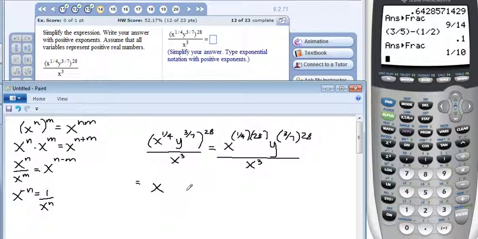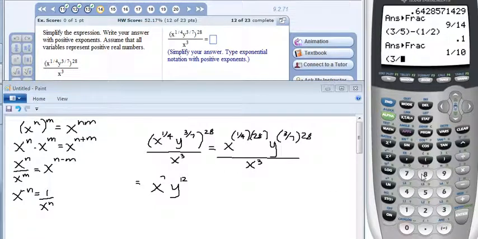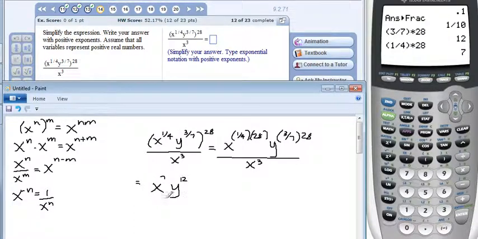Well, 1/4 of 28 is 7, and 3/7 of 28 is 12, I believe. But you can use your calculator if you'd like. 3/7 times 28 is 12. 1/4 times 28 is 7. I can do those pretty quickly in my head though, which is kind of nice.